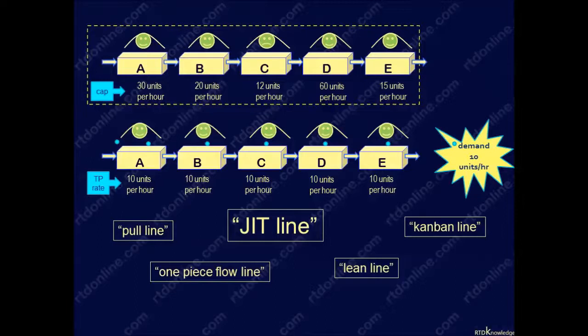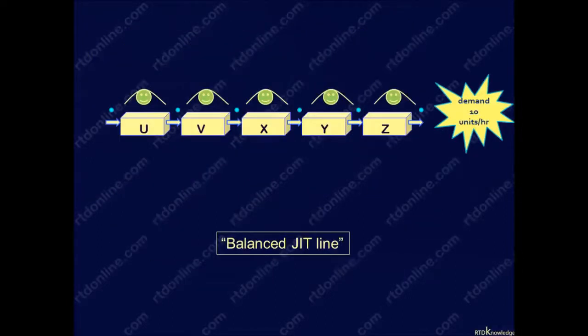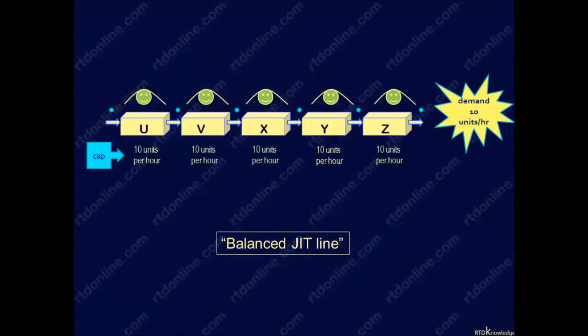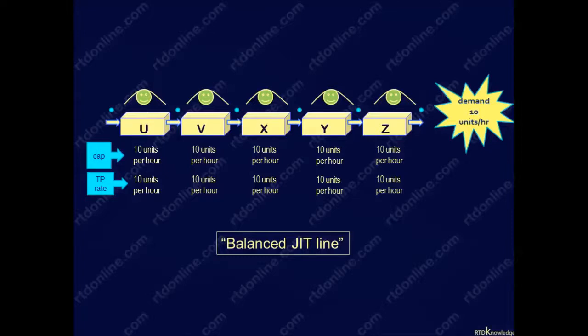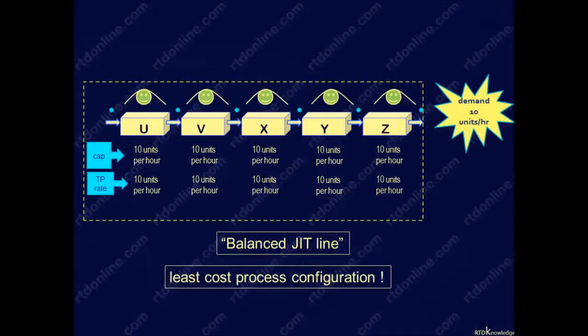The way to get around this weakness is to redesign your process or create a new one such that the line is balanced and every station's cycle time matches the takt time. In other words, the throughput rate of each station is its capacity. Direct labor utilization will be 100%, and work in process and finished goods inventory are virtually eliminated. The balanced just-in-time line will be the least cost process configuration.